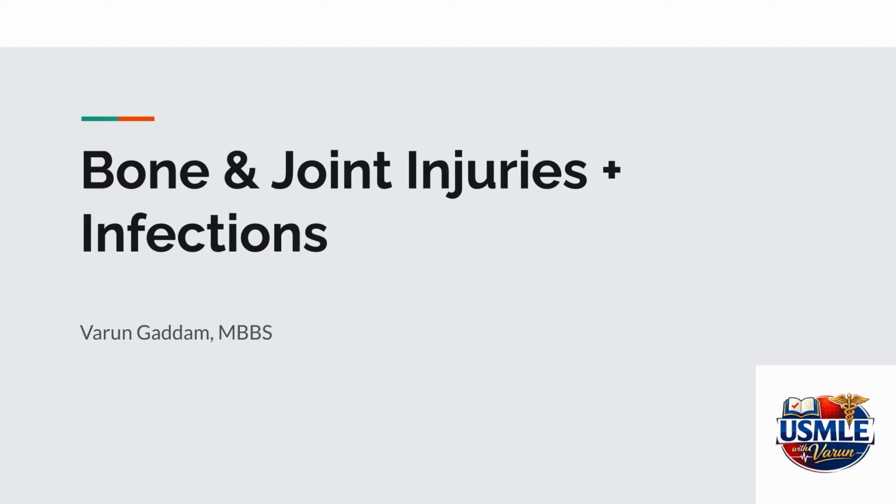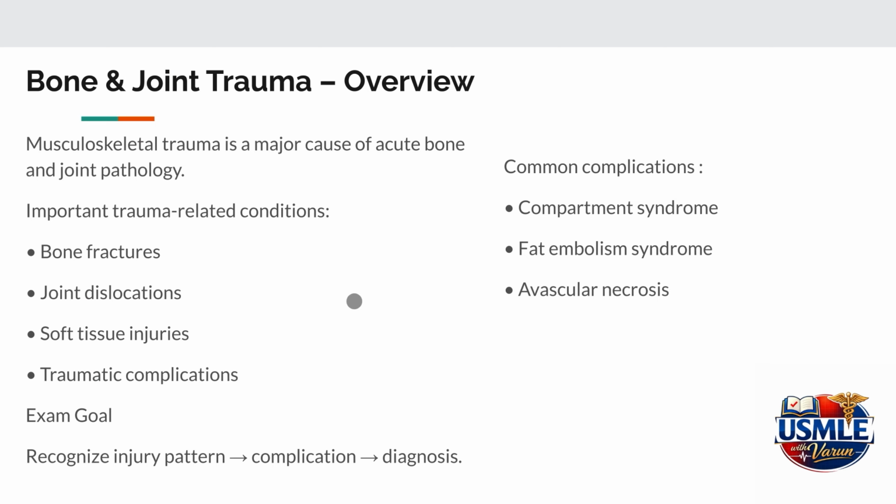So this is the fifth video of our Musculoskeletal System series, and in this video we're going to study about bone and joint injuries and infections. Let's begin by discussing bone and joint trauma, which represents one of the most common causes of acute musculoskeletal problems in clinical medicine. Musculoskeletal trauma includes injuries to the bones, joints, soft tissues.